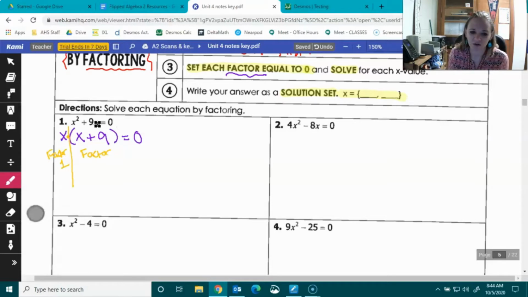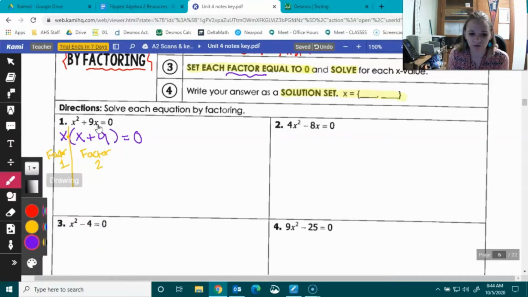So, now you're going to take each factor, set it equal to 0, and see what value, basically we want each of these factors to equal 0. So we will change our color, first of all, back to this. So this we're going to set equal to 0.